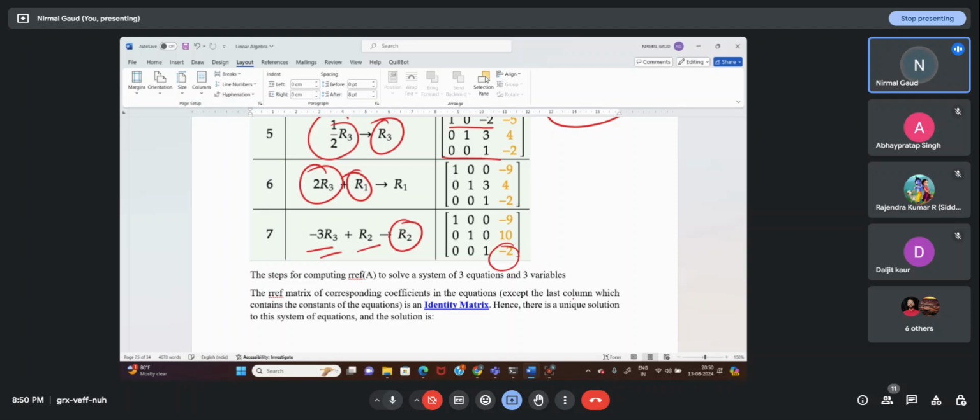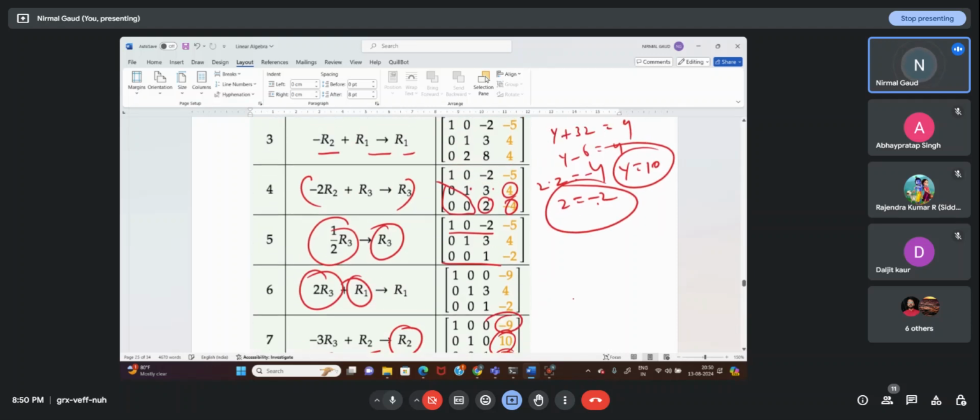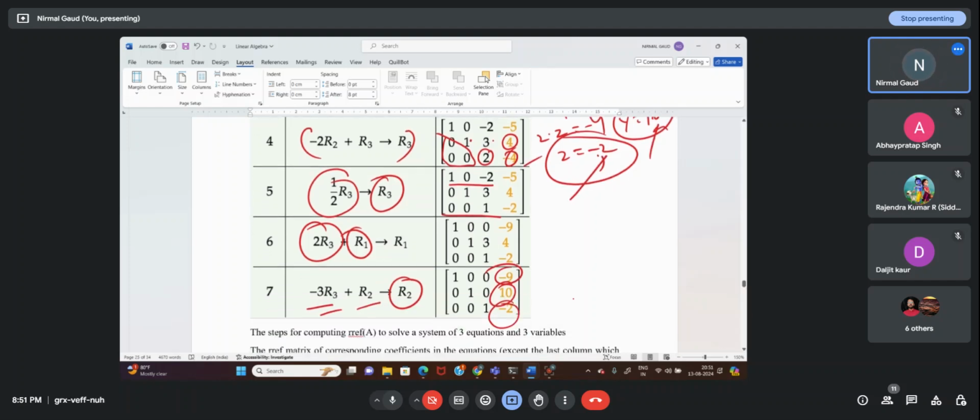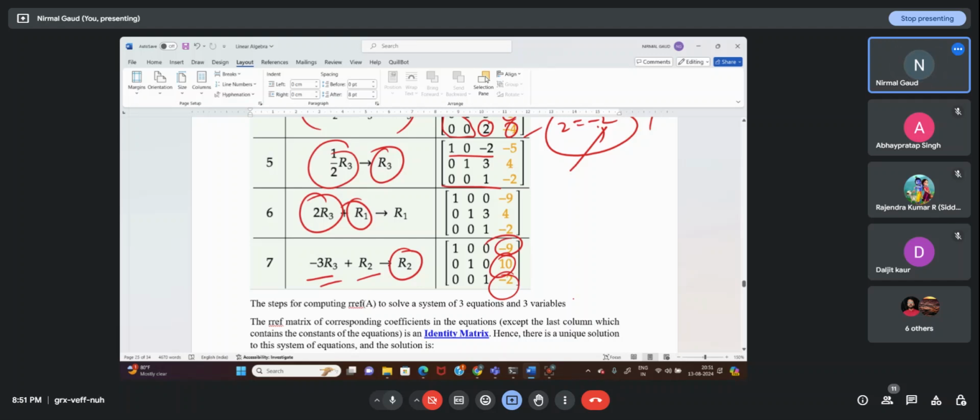Here you are getting the final answer: z is minus 2, y is 10, x is minus 9. And I also got the same thing earlier: z minus 2, y 10. So either you can stop here or you can proceed ahead, and proceeding ahead will give you the final answer. That's it. This is how you solve it.